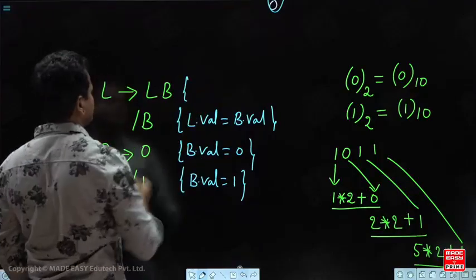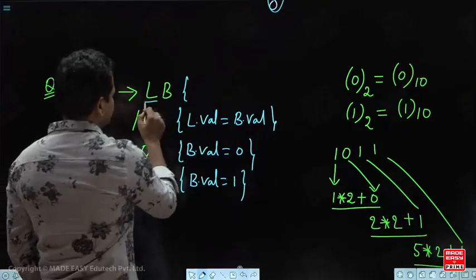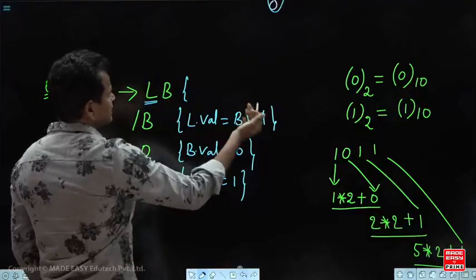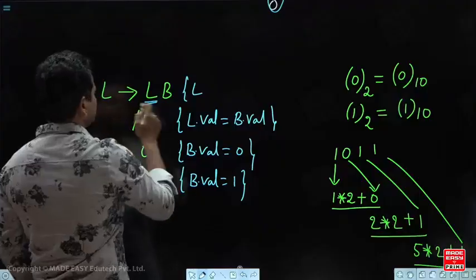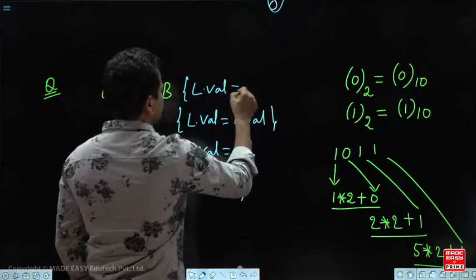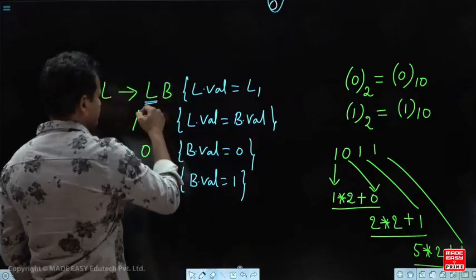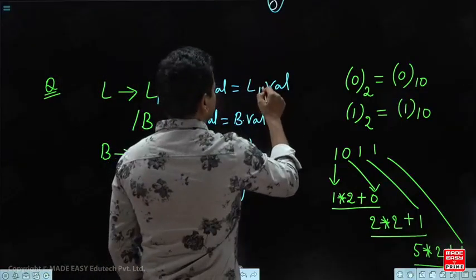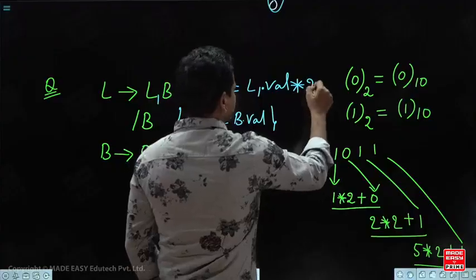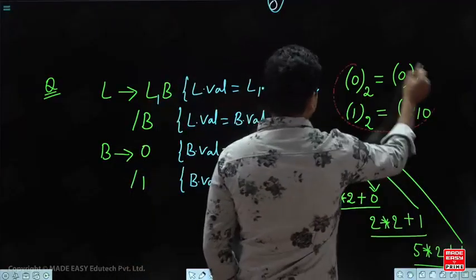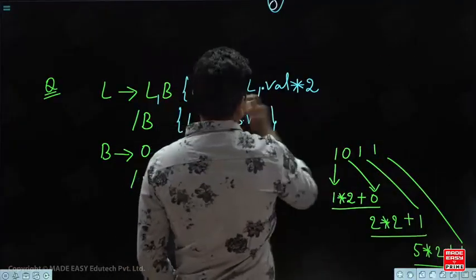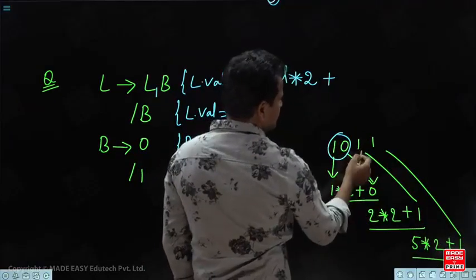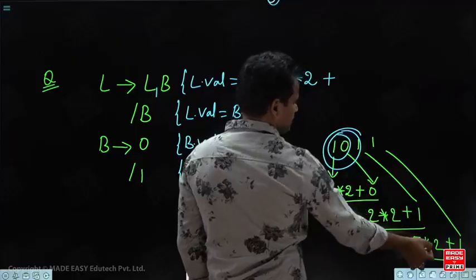Now the matter comes. L derives LB. So until here we have the decimal representation, and for this decimal representation we will multiply by 2. So L dot value equal to L1 dot value multiplied by 2 plus B dot value. So every time this value into 2 plus 1, and this value into 2 plus 1, like that.